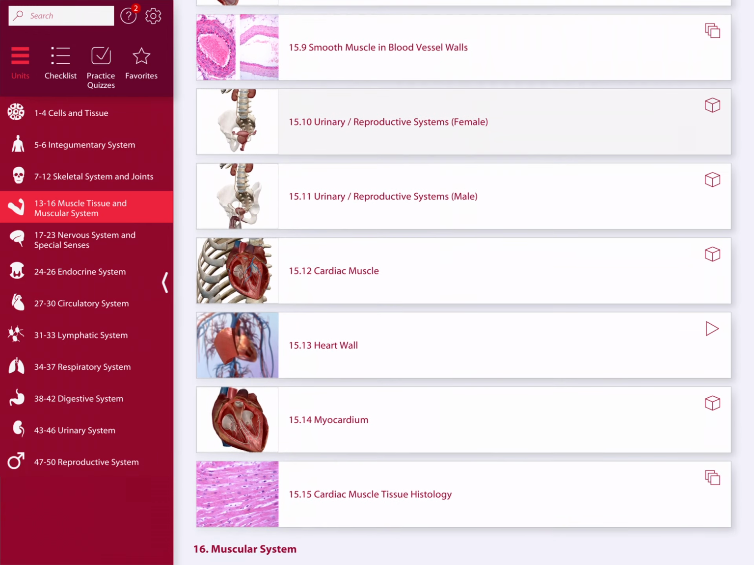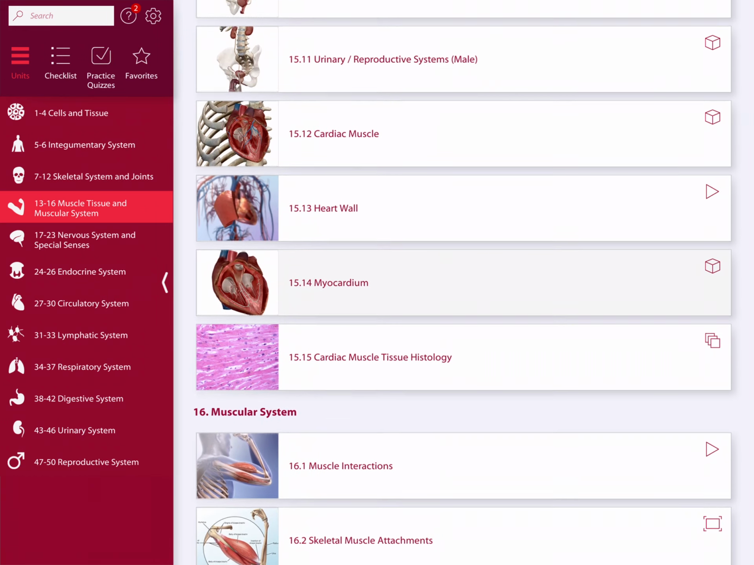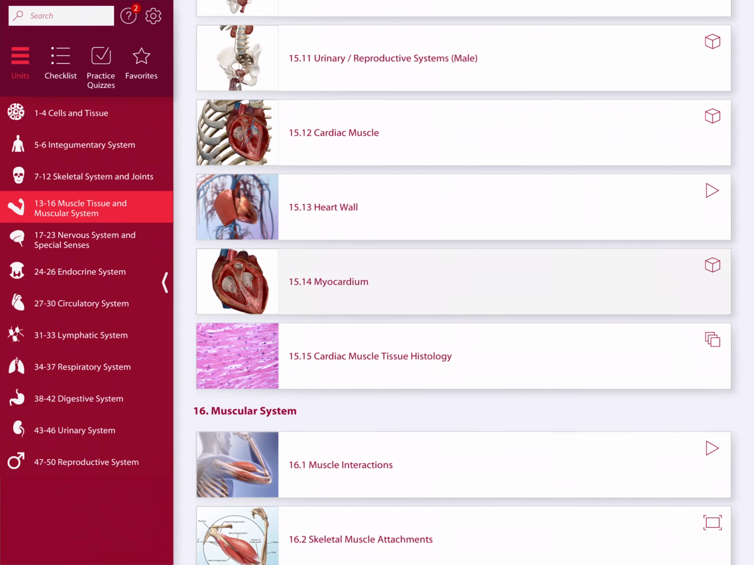Cardiac muscle, autorhythmic, found in one place and one place only, and that would be the heart. Autorhythmic, so we send a nerve impulse down to the heart, and when it hits one cell, that cell then carries that message on to the next cell, to the next cell, to the next cell, so on and so forth. We'll learn more about the smooth muscle and cardiac muscle when we get to those specific chapters.